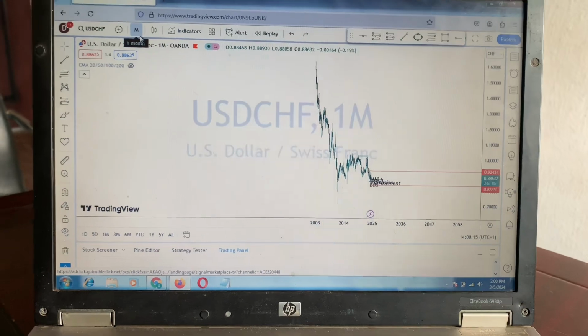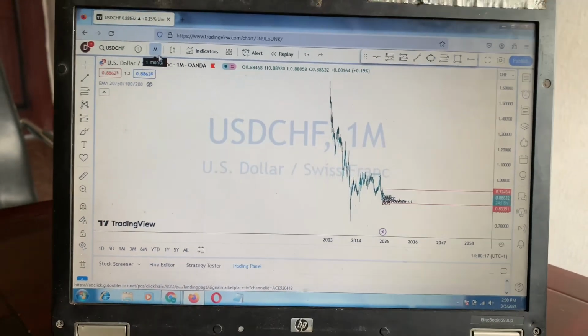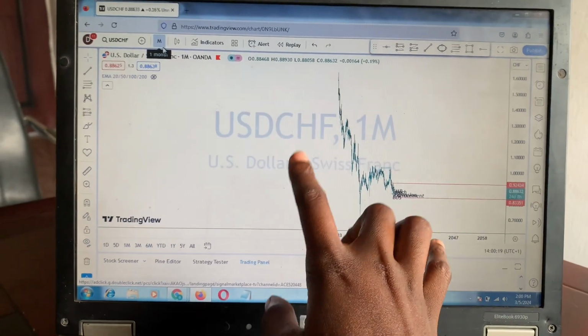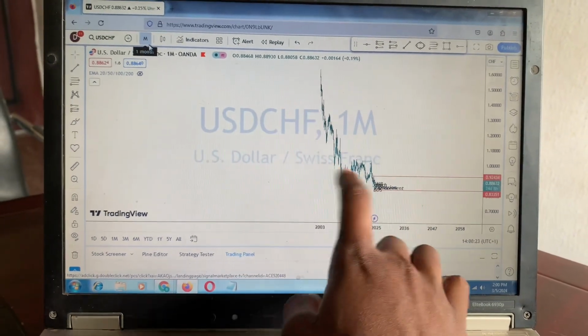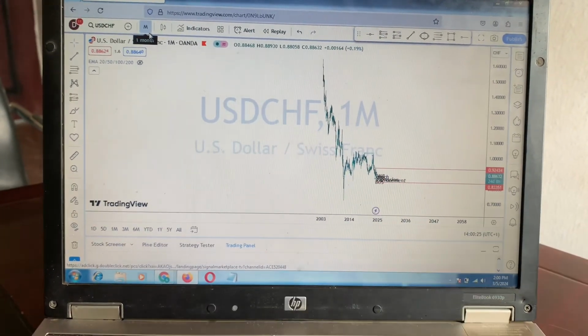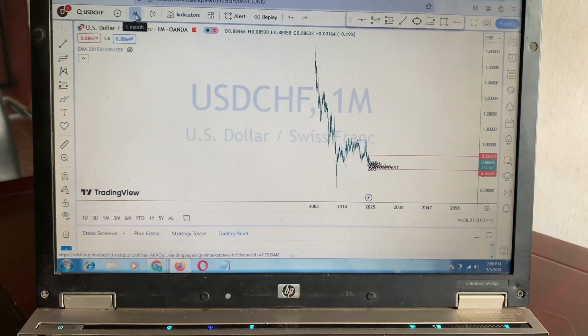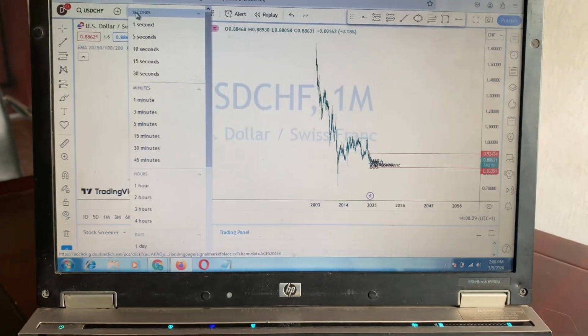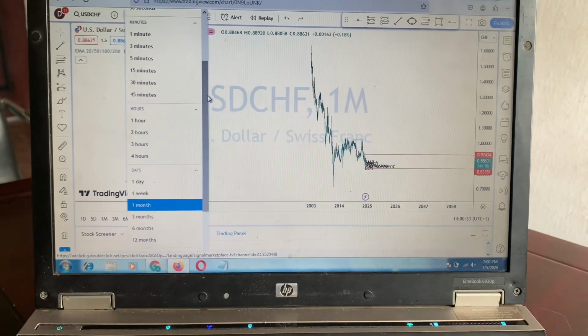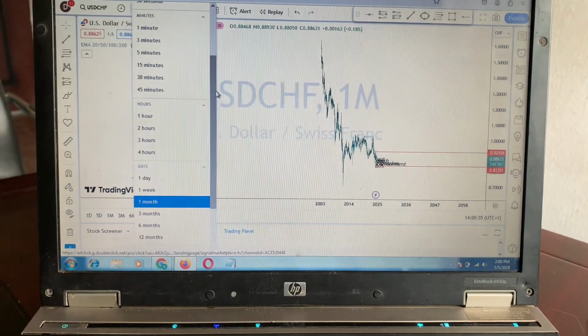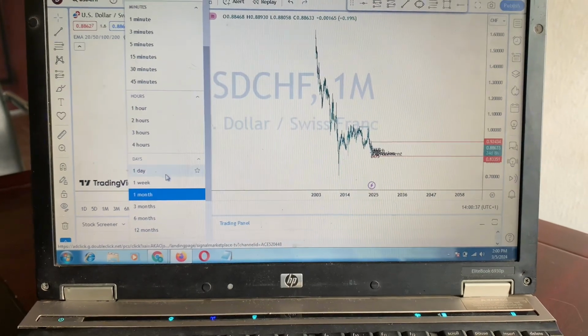So, I decided to do another analysis again. I'm currently on the chart of USDCHF, and this is a monthly time frame. We can see on the monthly time frame that price is very bearish. What we do here is top-down analysis. Though we are most likely not going to use the monthly time frame, we're just going to use it to check for directional purposes.